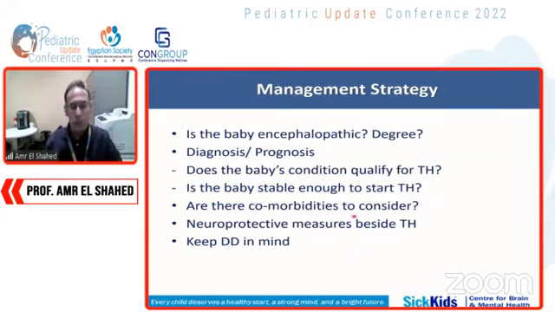Are there comorbidities to consider with therapeutic hypothermia, particularly meconium aspiration and pneumothorax secondary to that, PPHN, hypotension, all of these comorbidities that can come together? And what neuroprotective measures do we have to take besides therapeutic hypothermia in the management of these babies? And always keep in mind the differential diagnosis for hypoxic ischemic encephalopathy, because even though you started therapeutic hypothermia based on the initial encephalopathy, you also have to consider whether there is something else that we should consider.